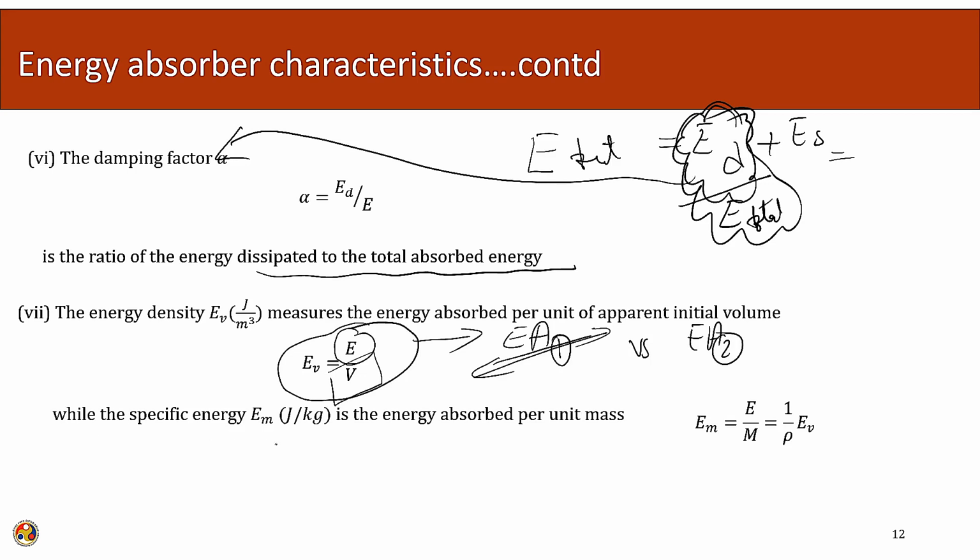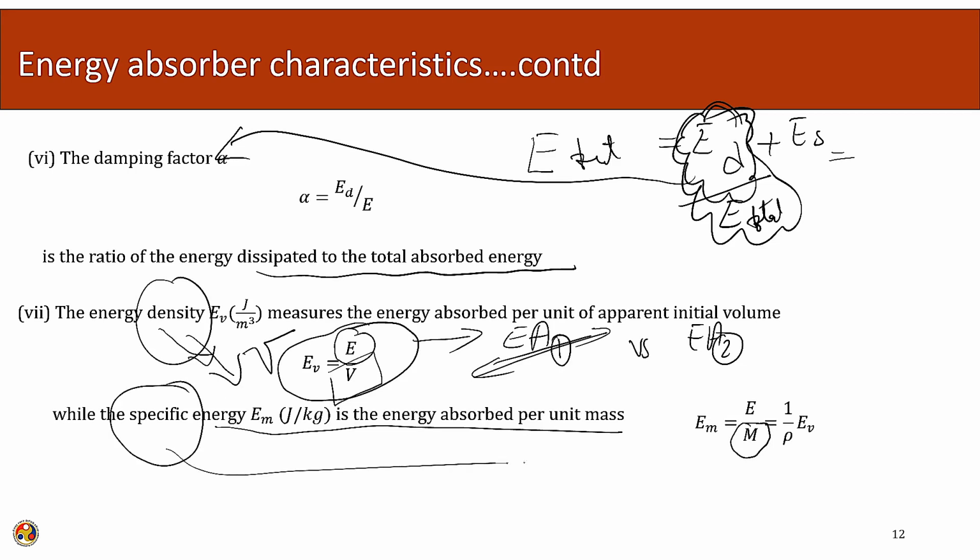The other quantity that we also looked through was the specific energy, and this was the energy absorbed per unit mass. When we talk about energy absorption density, we are talking in the volumetric sense, and when we talk about specific energy, we are talking in terms of the mass sense. So, these are the two distinctions: one is in the volume sense and the other is in the mass sense. Both quantities can be used to denote the efficiency of one energy absorber over the other.